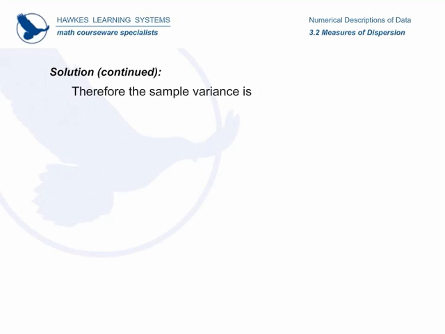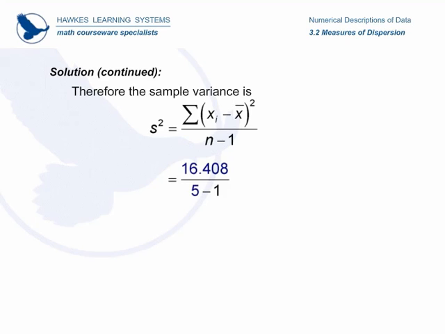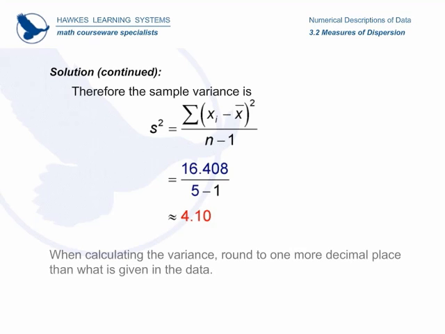As we continue on with our solution, therefore, the sample variance is S superscript 2 equals the summation of x sub i, or data set value, minus the mean, squared, divided by the total number of data set values minus 1. So we have 16.408 divided by 5 minus 1. And that would give us 4.10.